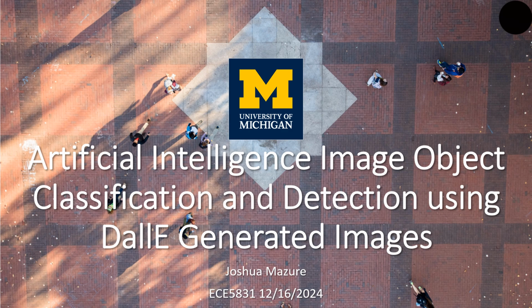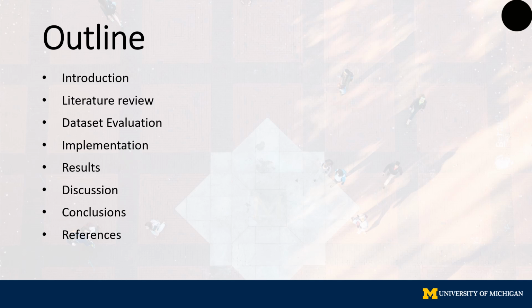Hi, this is Josh Mazure, and I'm presenting Artificial Intelligence Image Object Classification and Detection using DALL-E-generated images. So we'll start with the outline of what we'll cover today. First, we'll jump into the introduction of the project, then cover a literature review, go through the evaluation of the data set used for training, implementation of the entire project, then cover results, discussion, conclusions, and then references.